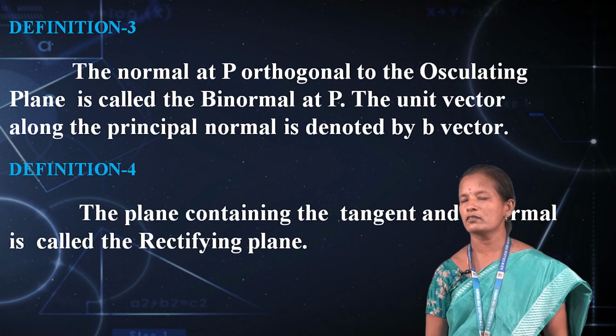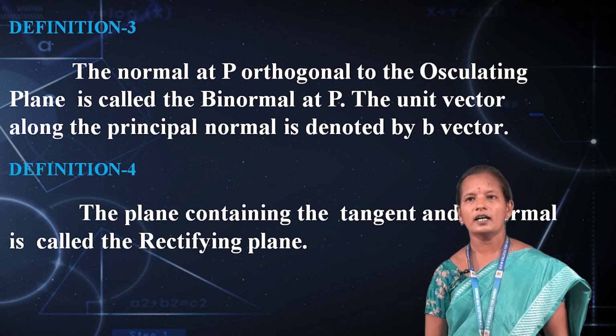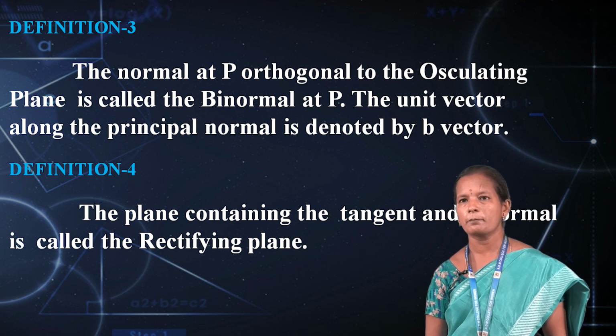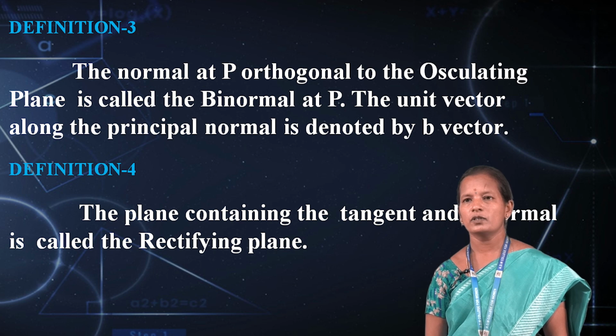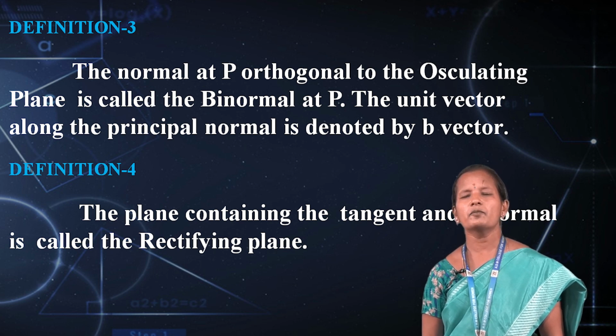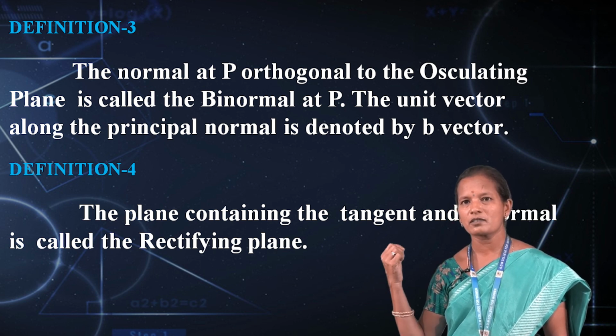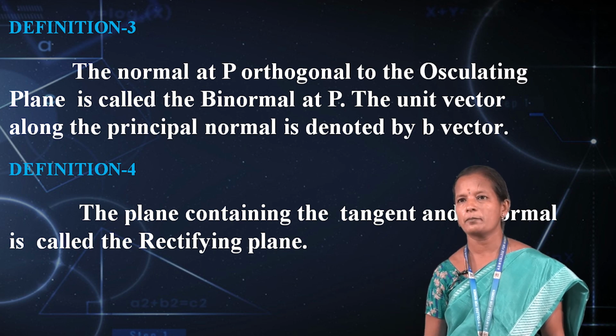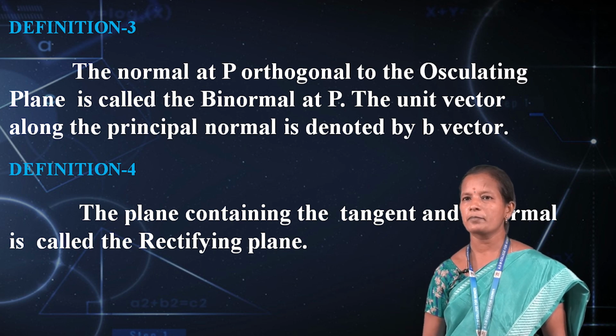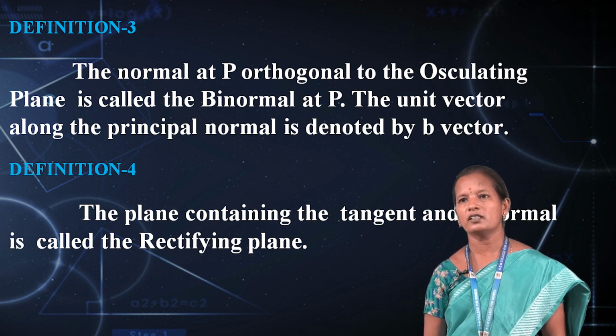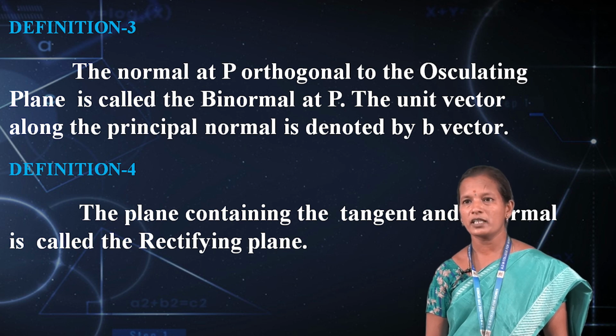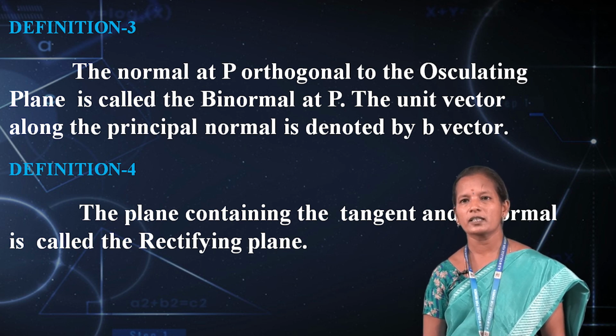Definition: binormal. What is meant by binormal? The normal at P orthogonal to the osculating plane is called the binormal at P. The unit vector along the binormal is denoted by small b vector.